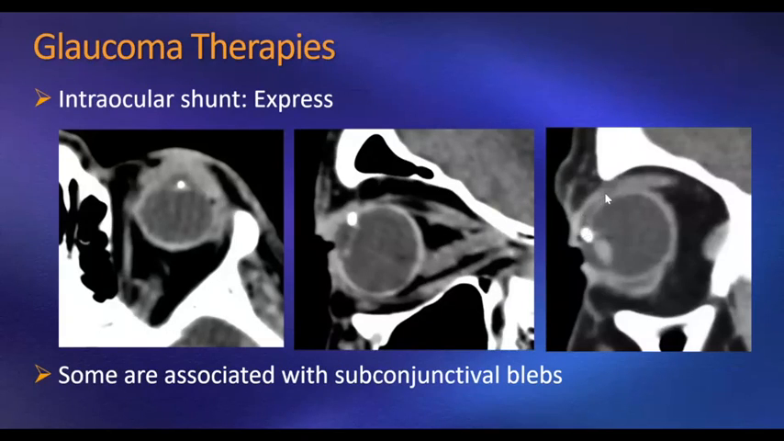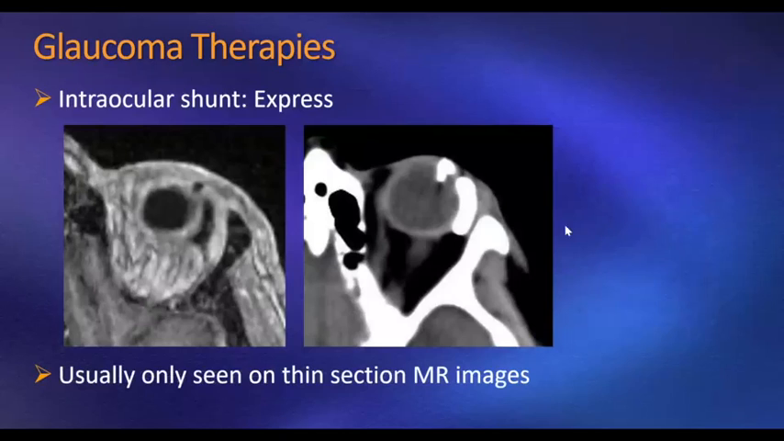Occasionally, you will have a subconjunctival bleb associated with it, which is a normal finding and should not be mistaken for an associated complication. On MRI, these are very hard to see due to their small size, and typically you will appreciate it as a black dot on a volumetric acquisition. Notice that the patient had an additional shunt, a beveled shunt adjacent to it, as demonstrated better on the correlative CT image.